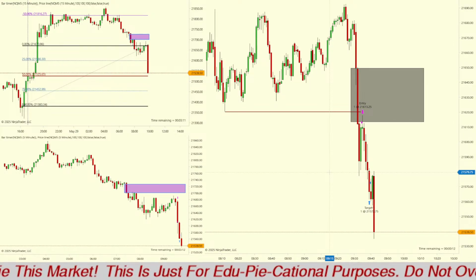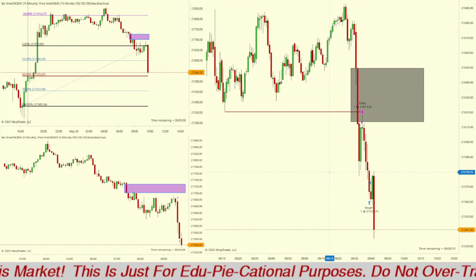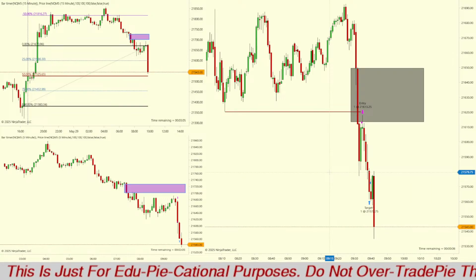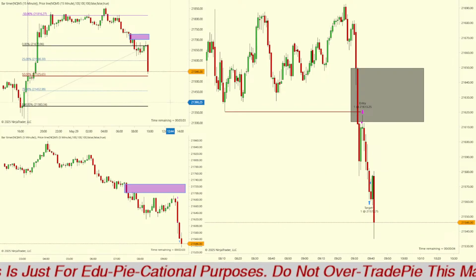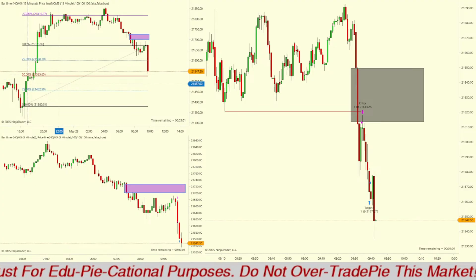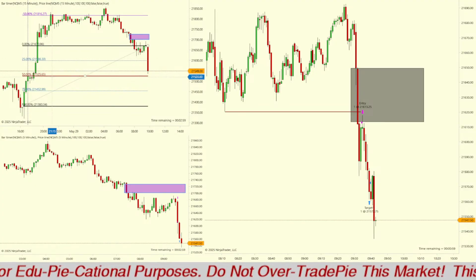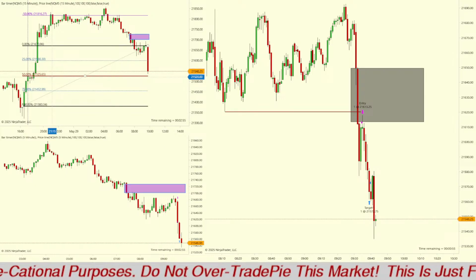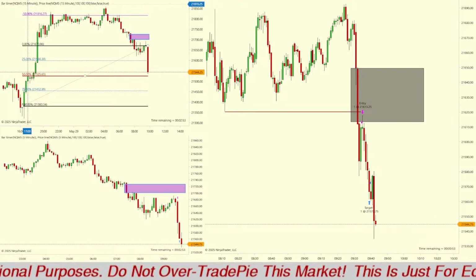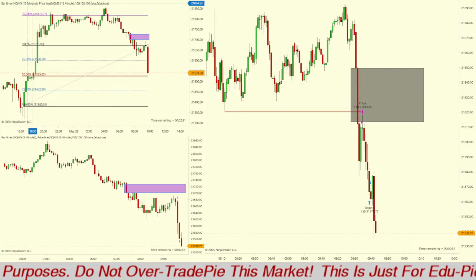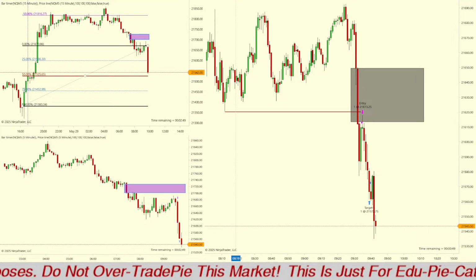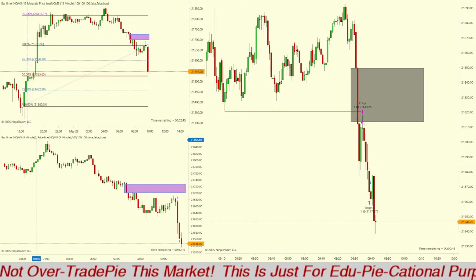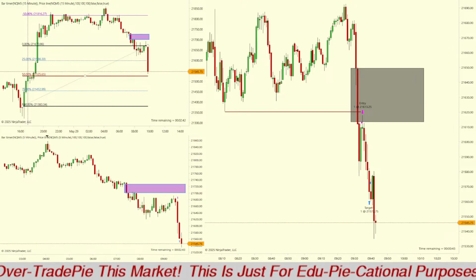Okay, now we are getting very close to the consequent encroachment of the open range gap, and you can see the levels I highlighted over here in the 15-minute chart on top right. If you cannot see, the time frame of the chart is mentioned over here. As you can see, this is 1 minute, this is 15 minutes, and this one over here is the 5-minute chart.